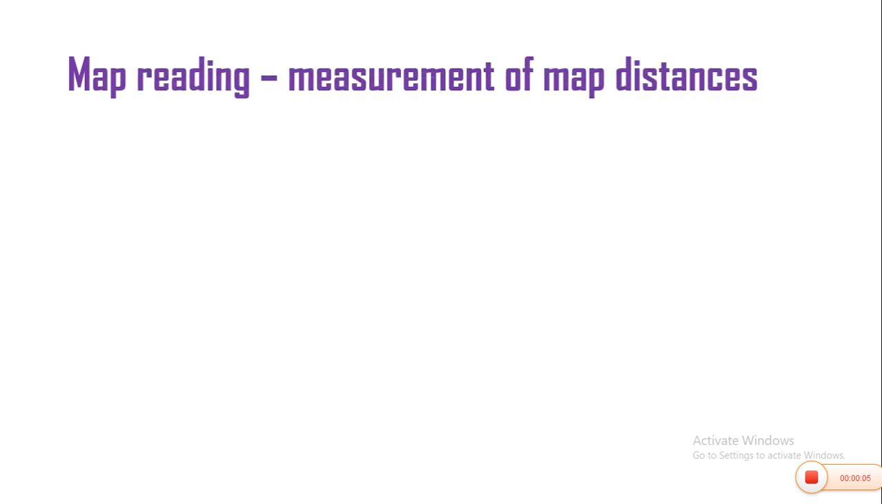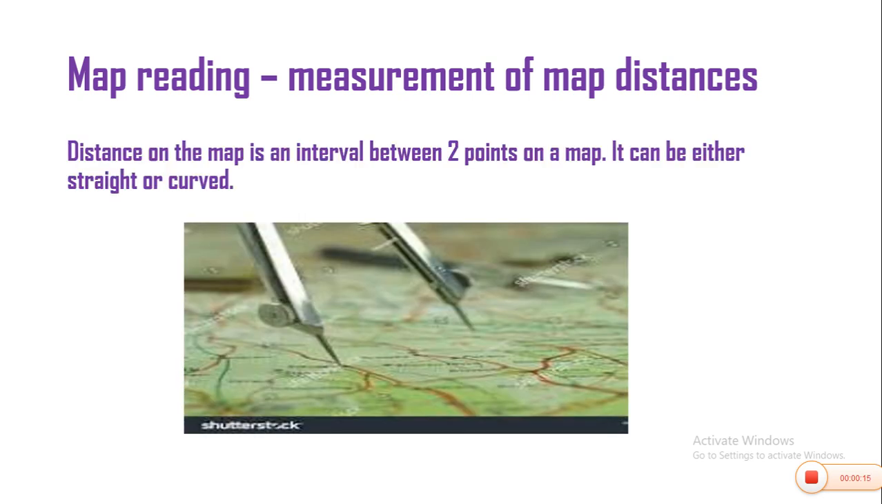Hello students, today in geography we'll be looking at map reading, but under this topic we'll be looking at measurements of map distances. Distance on a map is an interval between 2 points on a map. It can either be straight or curved.